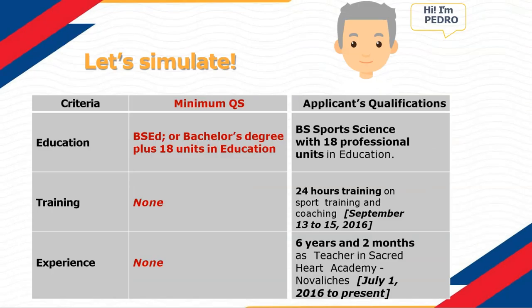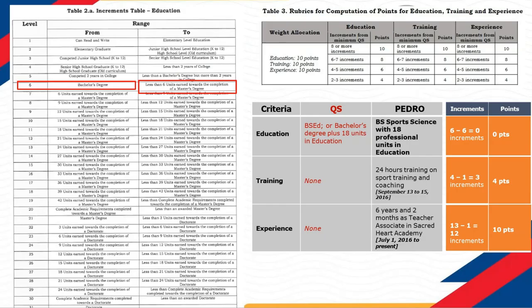Let's take a look now at Pedro. Pedro is a bachelor's in science, sports science graduate with 18 professional units in education. So he has just met the qualification standard, which would give him 0 points.